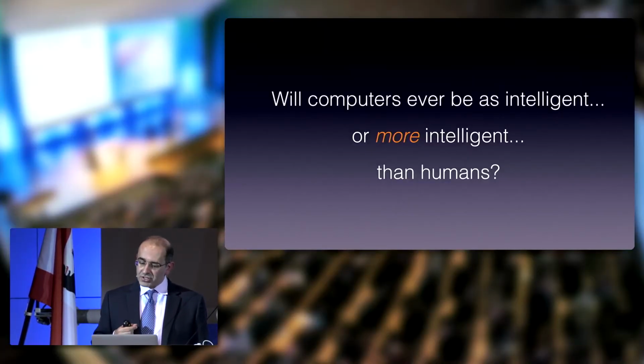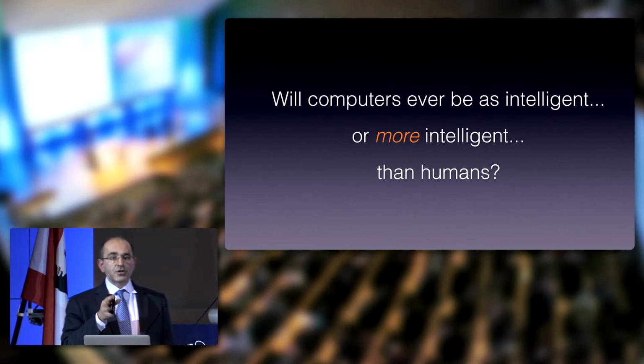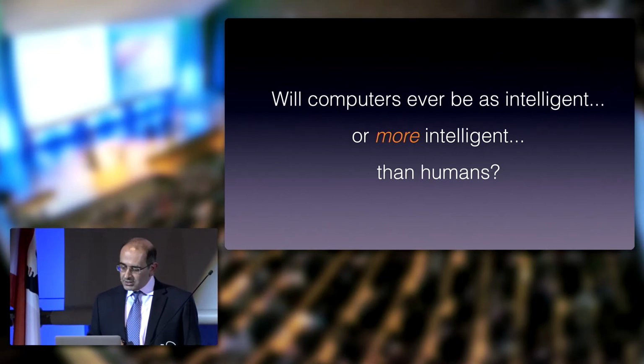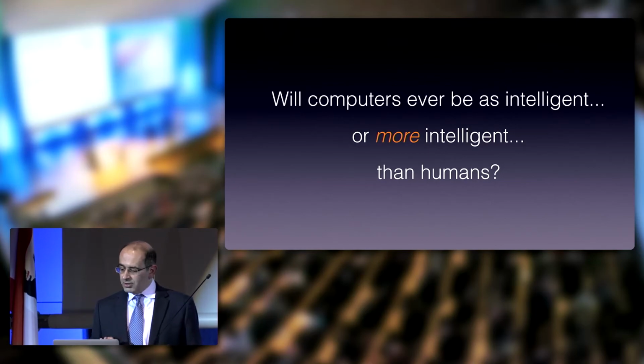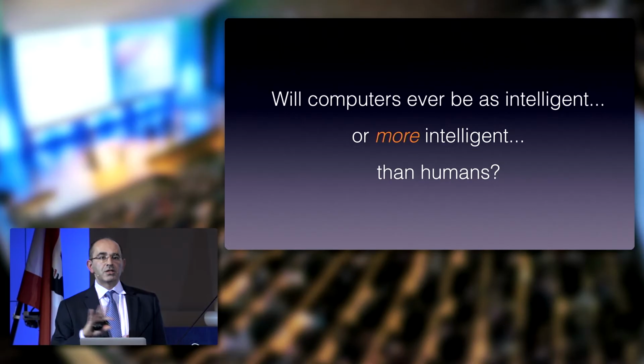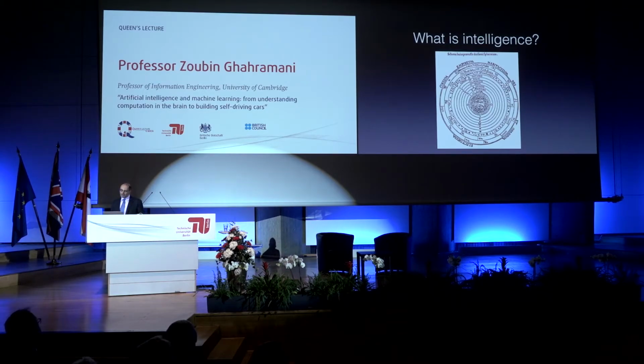So let's come back to some of the earlier questions we started with. Will computers ever be as intelligent or more intelligent than humans? First of all, I actually think this question is flawed. Intelligence is a vague word that stands in for a huge range of properties and abilities that we have. And I think in some ways we're living in a pre-Copernican era of intelligence. Let me explain what I mean by that.